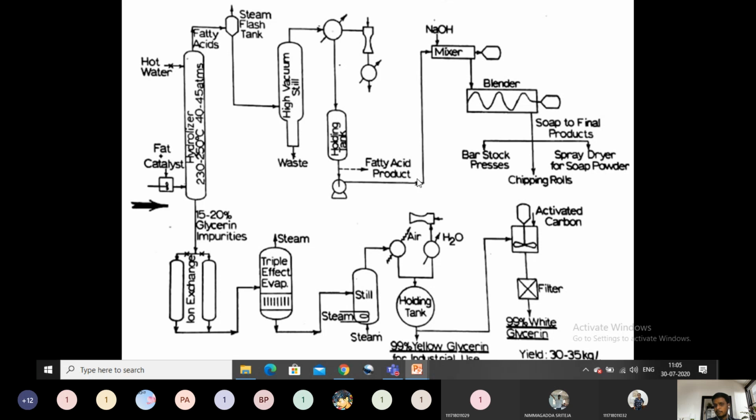Otherwise, these fatty acids can be used for the saponification process. To carry out the saponification process, these fatty acids will be reacted with NaOH or KOH, whatever alkali we want to use. Alkali plus fatty acids will be mixed at high speed in a mixer. Then it will be sent to a blender in which the alkali and fatty acids will be blended at low speed. The saponification reaction will take place.